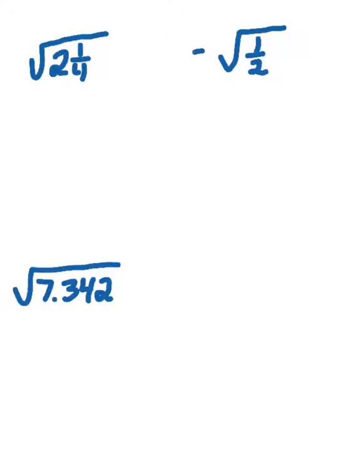If I have 2 and 1/4, now at first glance that appears not to be a perfect square, but if you play around with it for a little bit you realize that that's actually the square root of 9/4, and 9 is a perfect square, 4 is a perfect square, so that equals 3/2. On the other hand, you might think 1/2 is a perfect square, but it's actually not, because 1 is a perfect square, however 2 is not. So if we want to approximate this square root, we'd have to take the square root of 0.5 on our calculator.